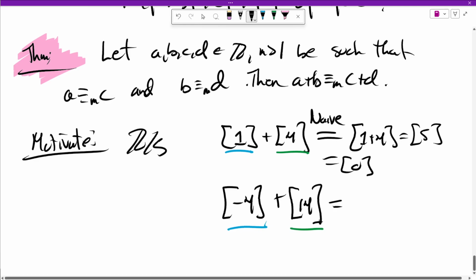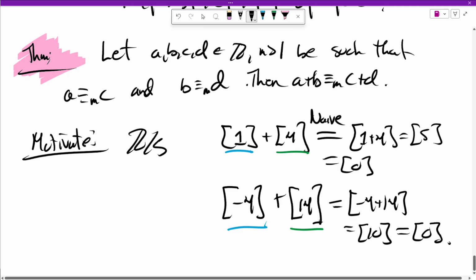So negative 4 plus 14, we'd imagine you just add these. Negative 4 plus 14 is 10. So this is the equivalence class of 10. Is that the same as 0? Yeah, it is. Now, notice there is something that is actually special to this congruence modulo m. We don't get the same answer. When we added them before, we got 5 and 10. Those are not equal integers. However, they are in the same equivalence class, or congruence class.